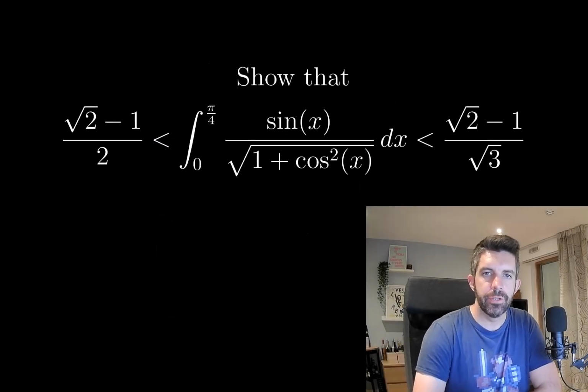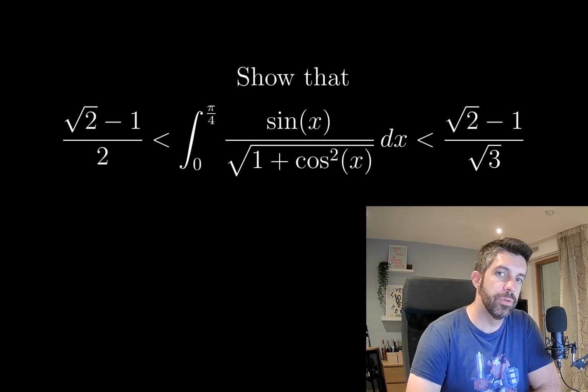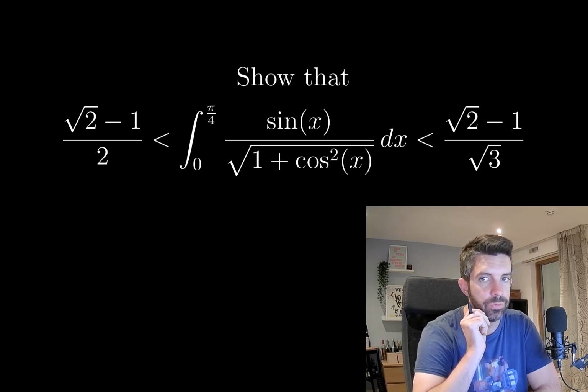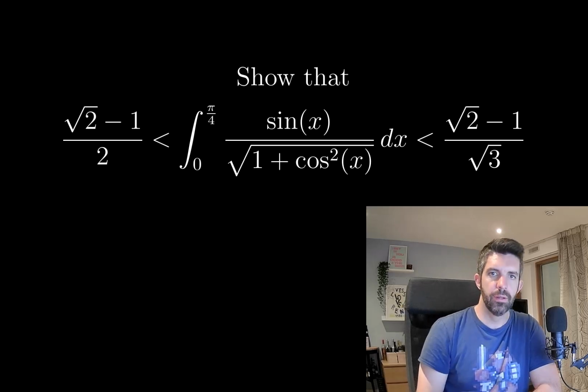Show that the square root of 2 minus 1 over 2 is less than the integral from 0 to pi over 4 of sine x over root 1 plus cos squared x dx, which is less than square root of 2 minus 1 divided by square root of 3. Okay.